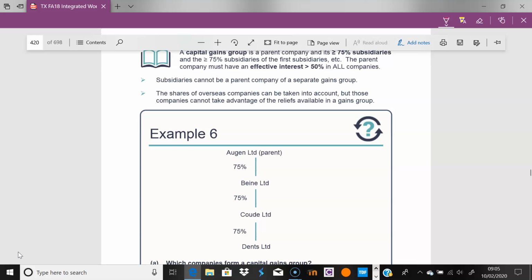a gains group. So first of all, you can only have one gains group. So subsidiaries cannot be a parent company of a separate gains group. Key point. Secondly, if you do have sub-subsidiaries, there must be at least a 75% interest in that group, in that next subsidiary. There must be at least a 75. So maybe that's the bit sometimes people forget.